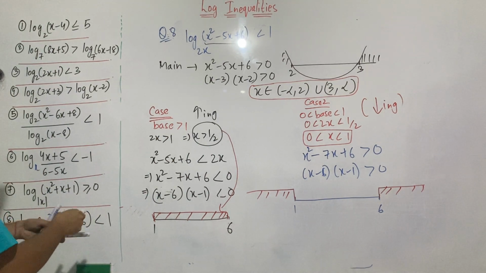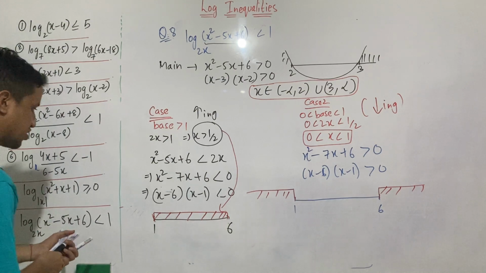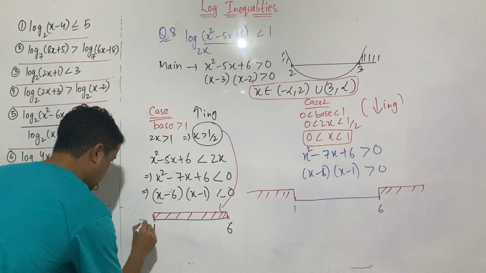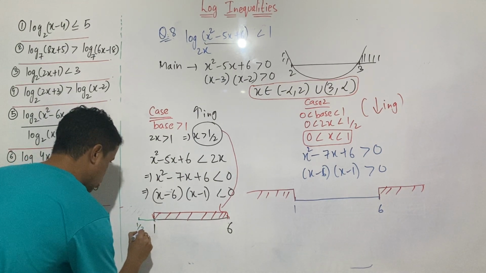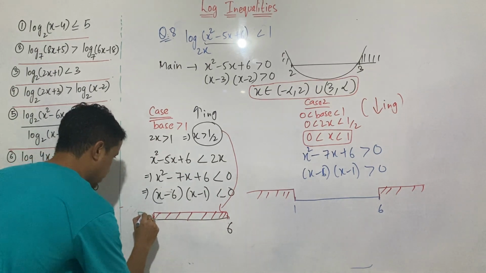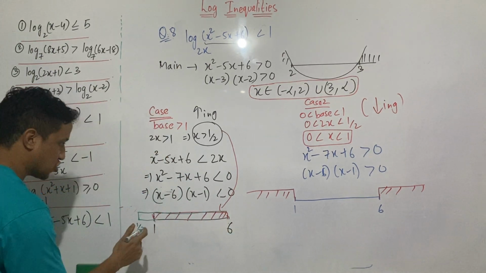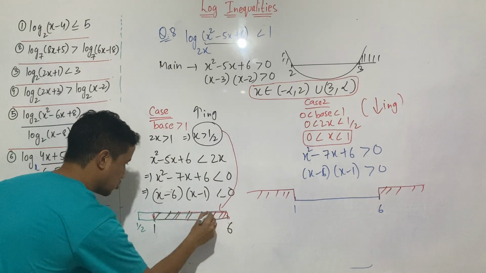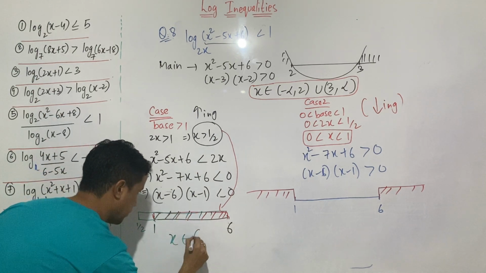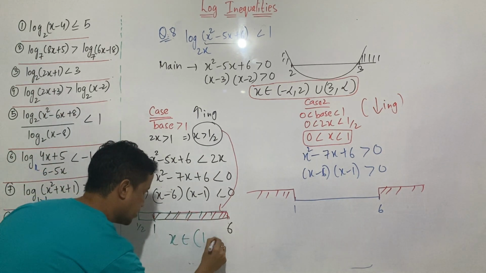Here you have 1 by 2 and 1. x greater than 1 by 2 means this region. So what is common? This is going to be the common region. So here, x will be from 1 to 6.